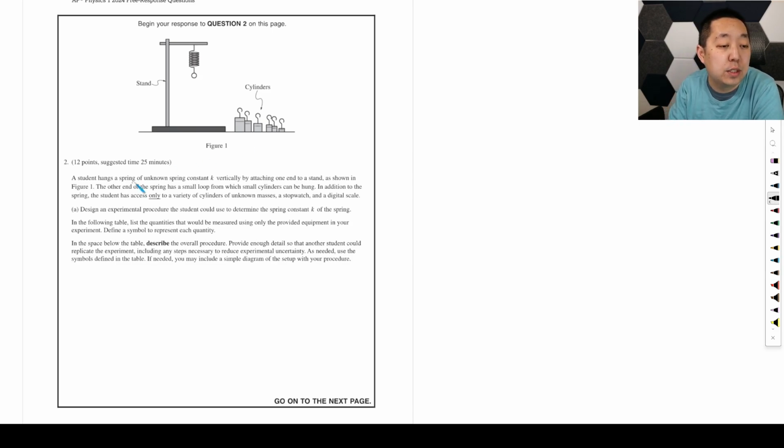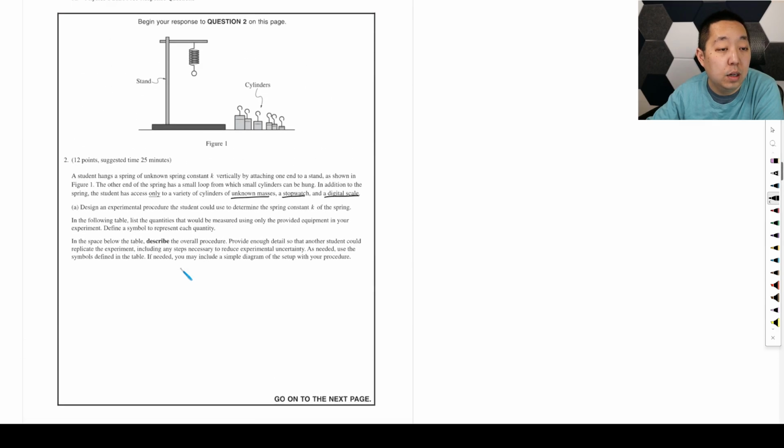A student hangs a spring of unknown spring constant k vertically, attaching one end to a stand as shown. The other end of the spring is a small loop from which small cylinders can be hung. In addition to the spring, the student has access only to a variety of cylinders of known masses, a stopwatch, and a digital scale. So we have masses, a stopwatch, and a digital scale. Design an experimental procedure the student could use to determine the spring constant k. In the following table, list quantities that would be measured using only the provided equipment in your experiment. Define each symbol with each quantity.